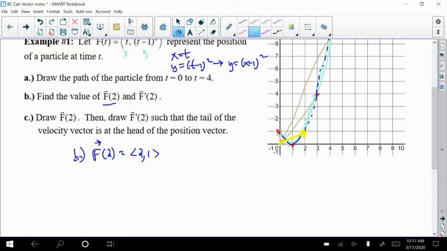So that yellow line over here, that vector, is the solution. That's what that looks like. It's not an ordered pair. Okay, and we drew it. So yay, good for us. Now it says also find the derivative of the vector valued function at 2.